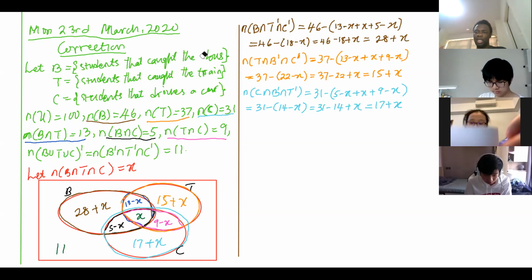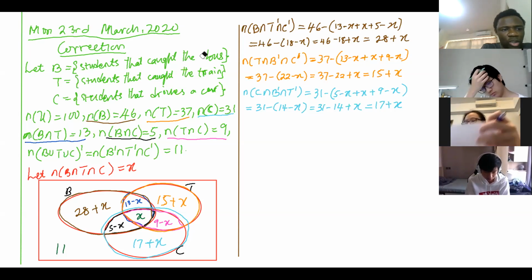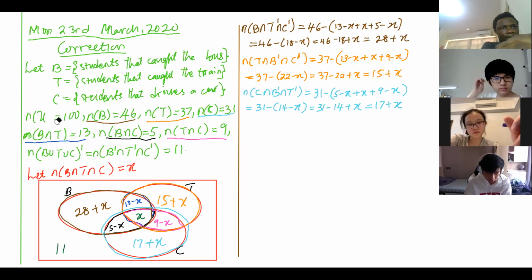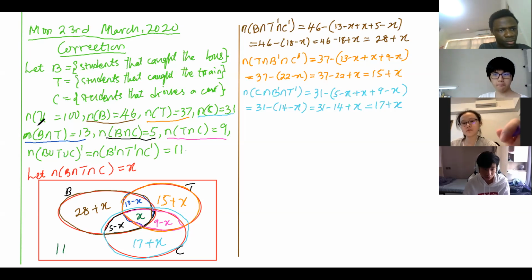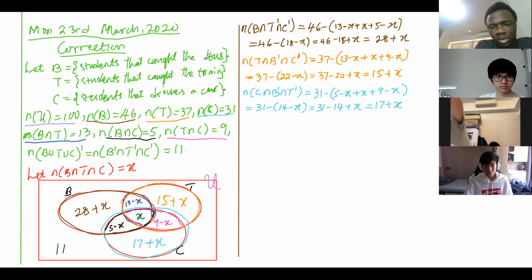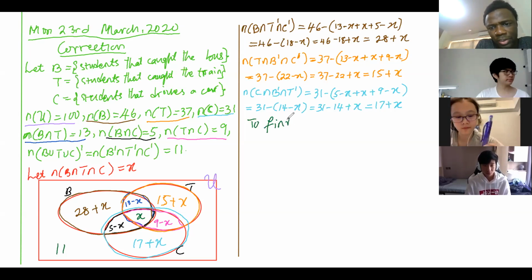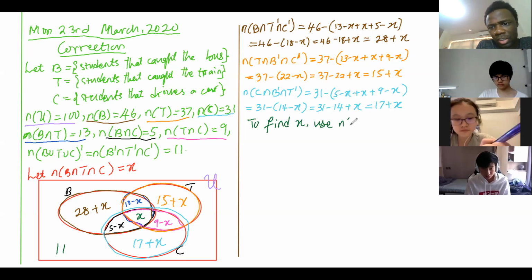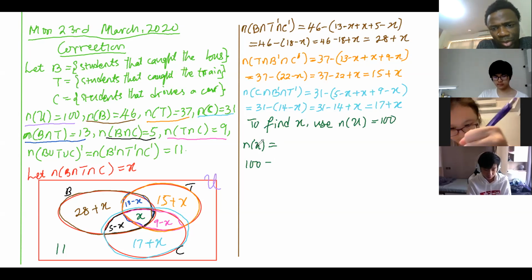So the idea is to be able to form an equation, and it's easy to form an equation now because we know the universal set is 100. That's everything. The totality is 100. So we can form an equation using that. So this is 100, right? And that is the whole of the Venn diagram, okay? So to find x, we use the cardinality of the universal set, which is 100. You don't have to write this line, like I said. You just get to work by saying cardinality of universal set. So on this side, I'm going to write 100, and on the other side, I'm going to write what it is in the Venn diagram.